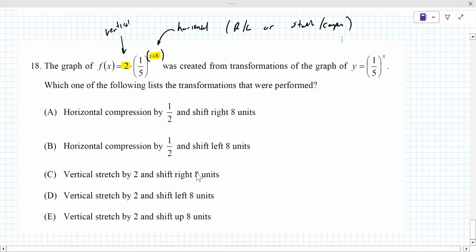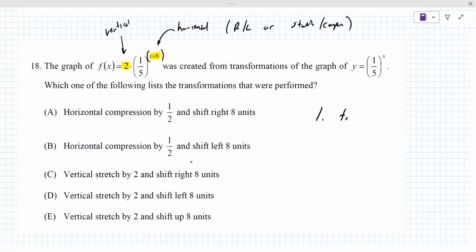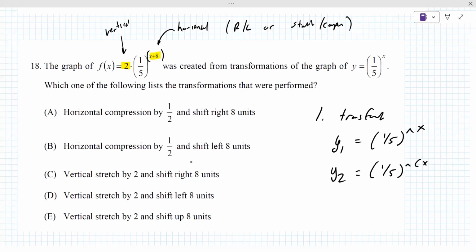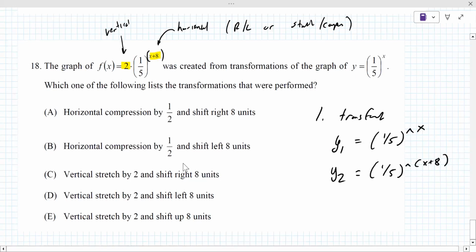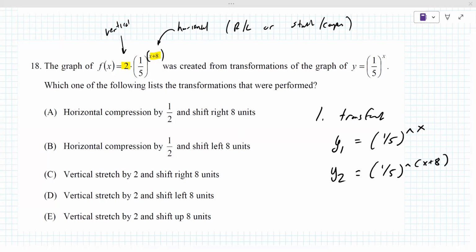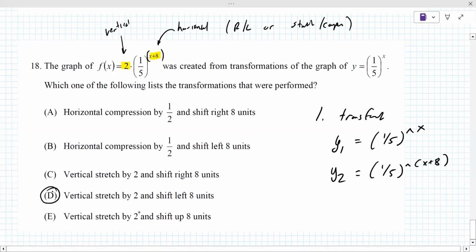You could always graph one transformation if you're not sure, just to see it. So what I mean by that is y1 gets 1/5 to the power of x, and then y2 gets 1/5 to the power of x plus 8. But don't try to do more than one in your calculator at a time. So this one then is a vertical stretch by 2 and left 8.